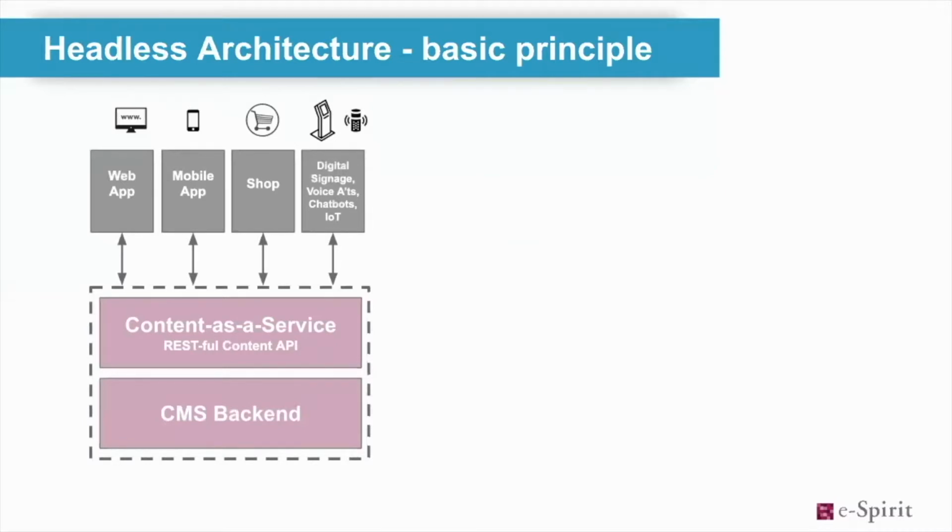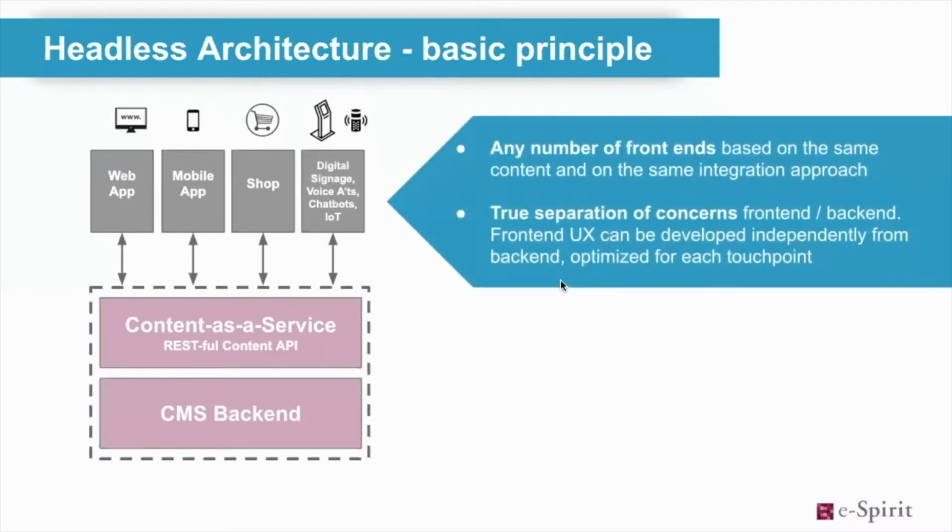In this diagram, you see there's the website, there's also a mobile application or a PWA, there can be a shop, digital signage, voice assistants, or anything else. All of these can fetch content from the content as a service interface. What is important is that all these front ends fetch the content based on the exact same integration approach. So if you decide to add a new touch point, which has become important within your customer's journey, you do not have to touch the backend. You don't have to create a new CMS. You essentially can tap into the same interfaces and expose that content to the new touch points.